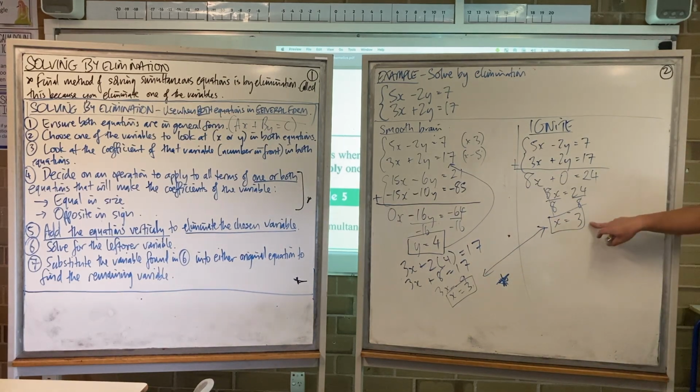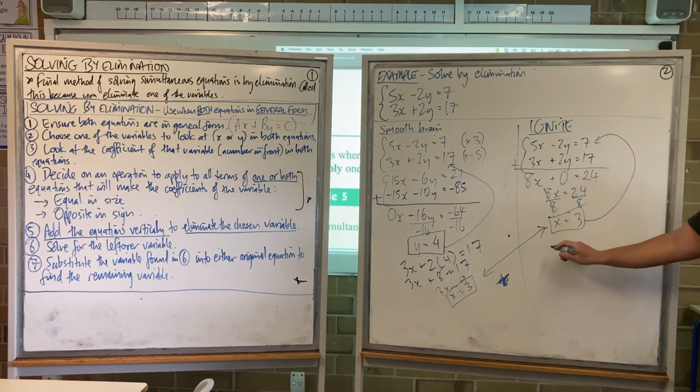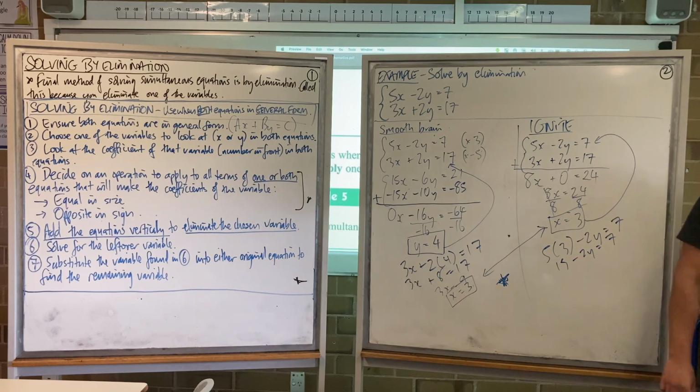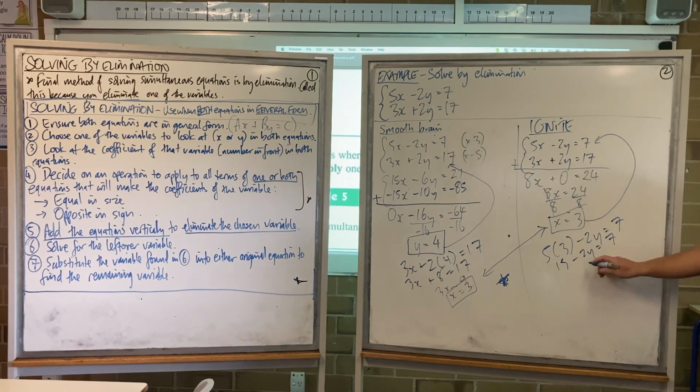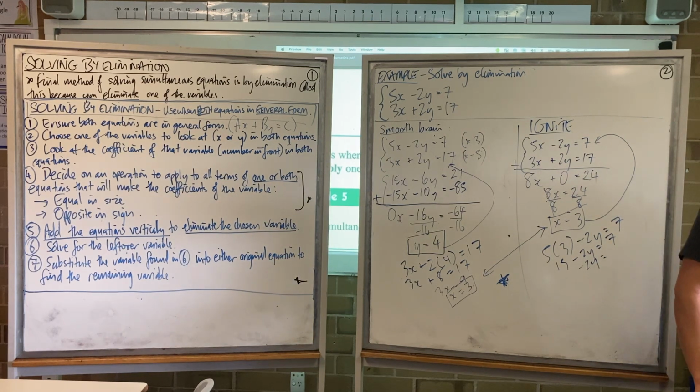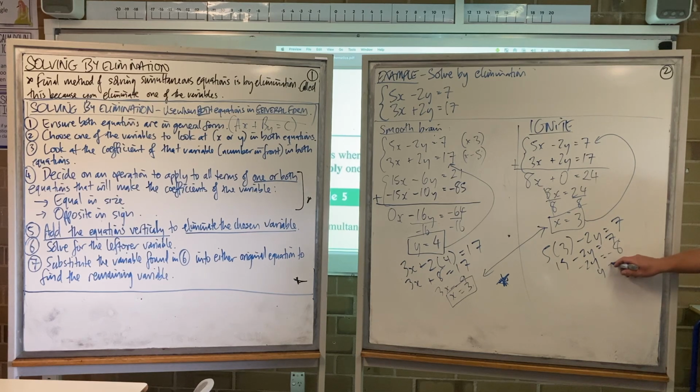If I substitute this into either, I'm going to substitute it into the first one because I'm a rebel. 5 lots of 3, take 2y is equal to 7. That's 15, take 2y equals 7. How do I get rid of positive 15? What's the opposite of adding 15 to something? Negative 2y is equal to, what's that going to be? 7 take... My God, I'm showing on YouTube how I can't subtract 7 and 15. Negative 8. What's the opposite of timesing by negative 2? Dividing by negative 2, that's going to be positive 4.